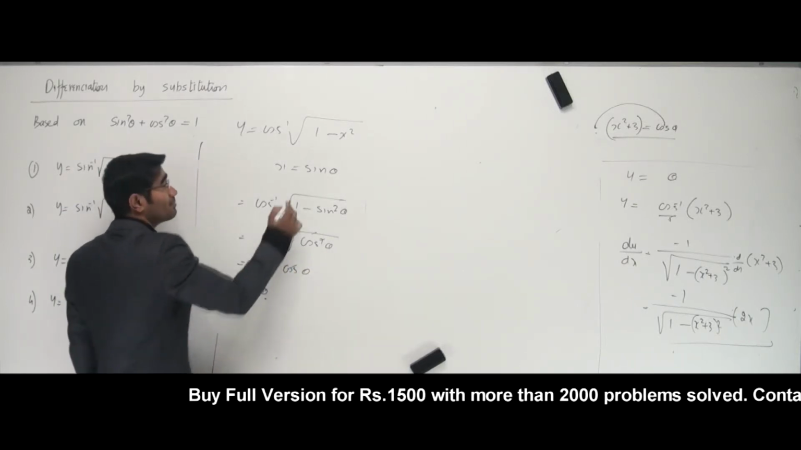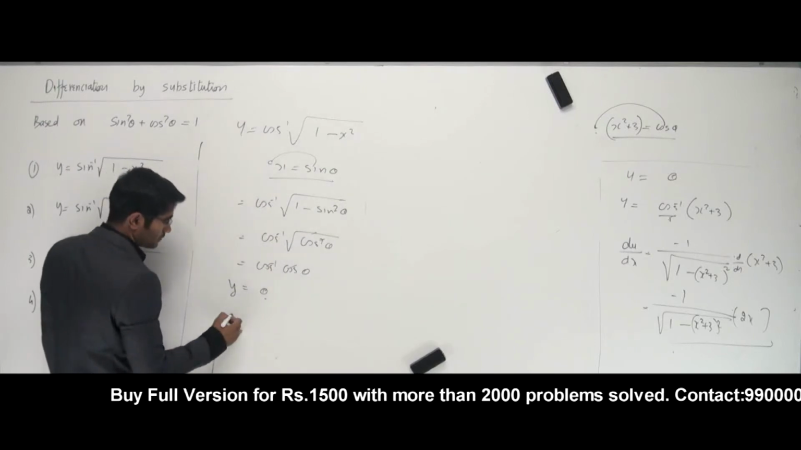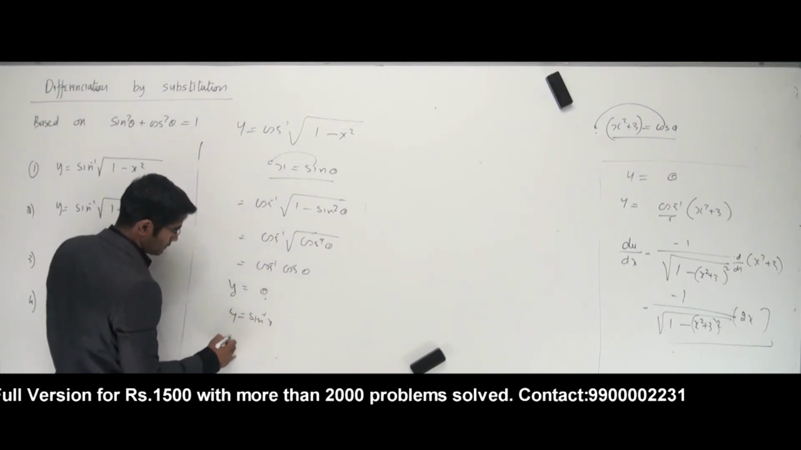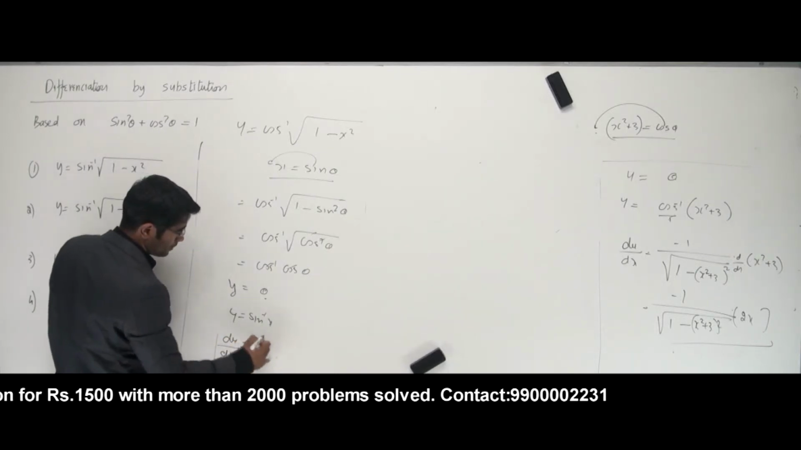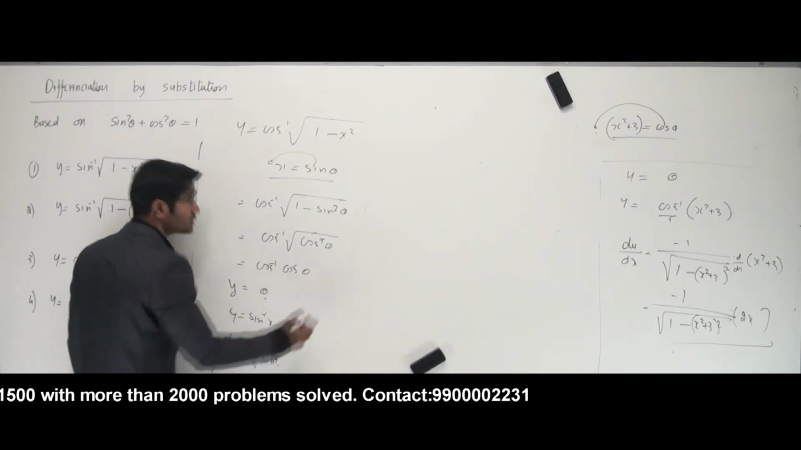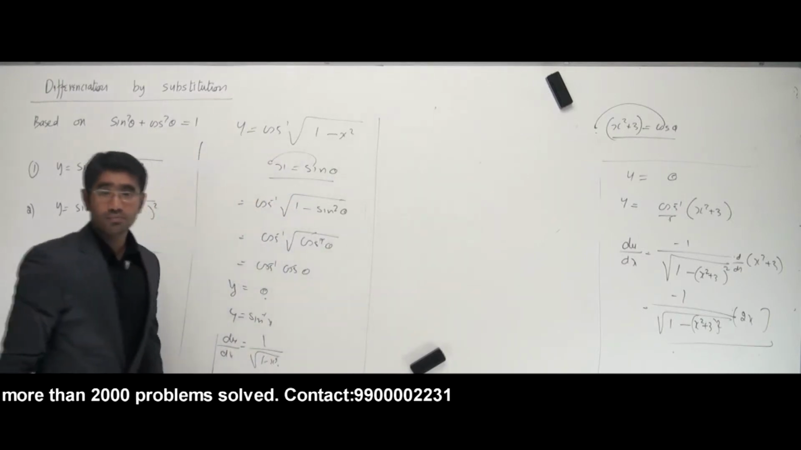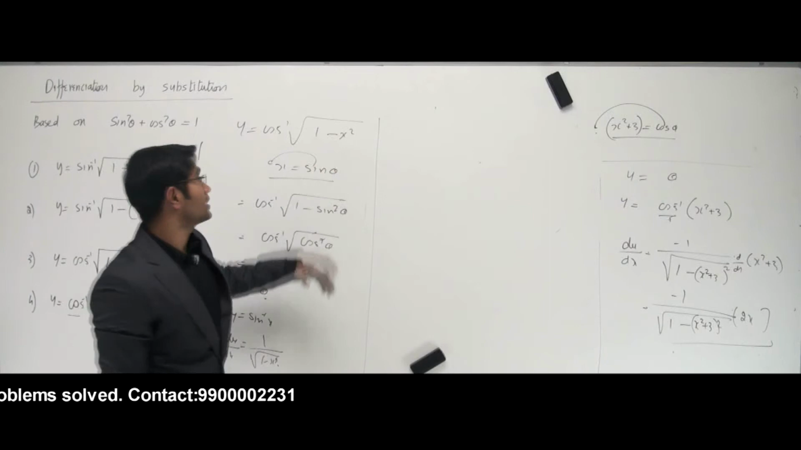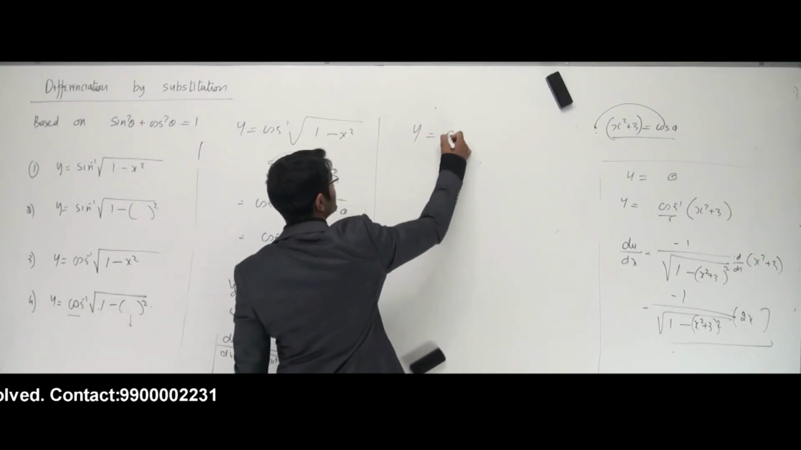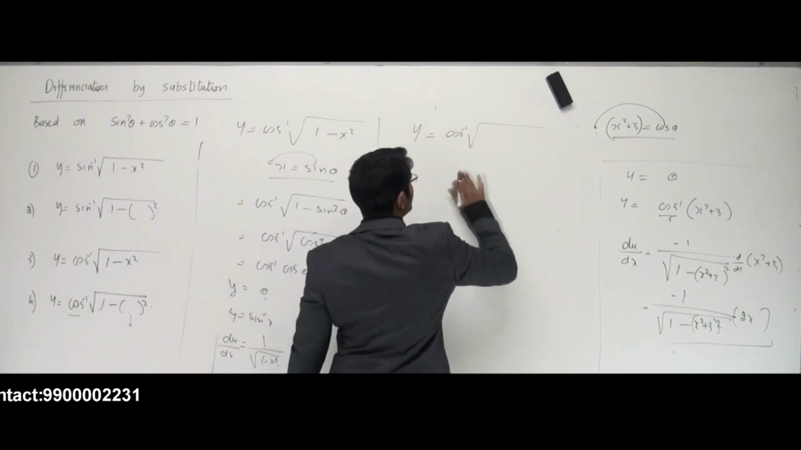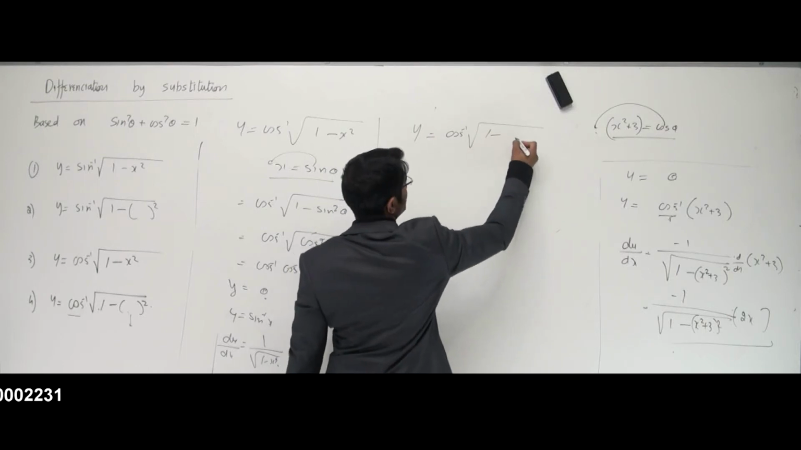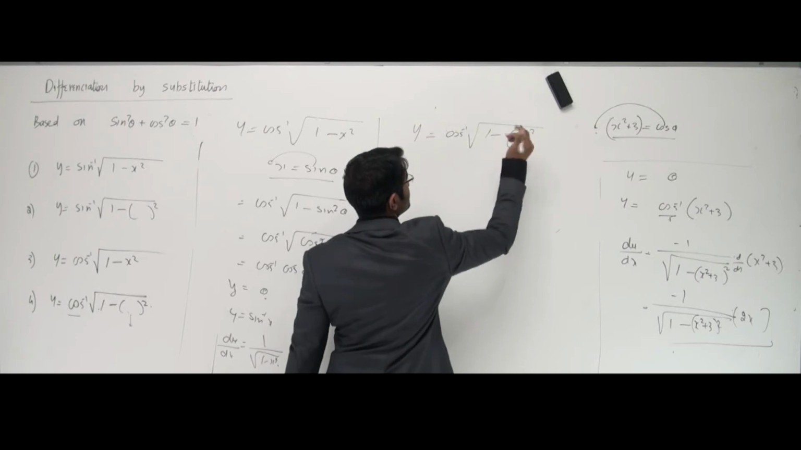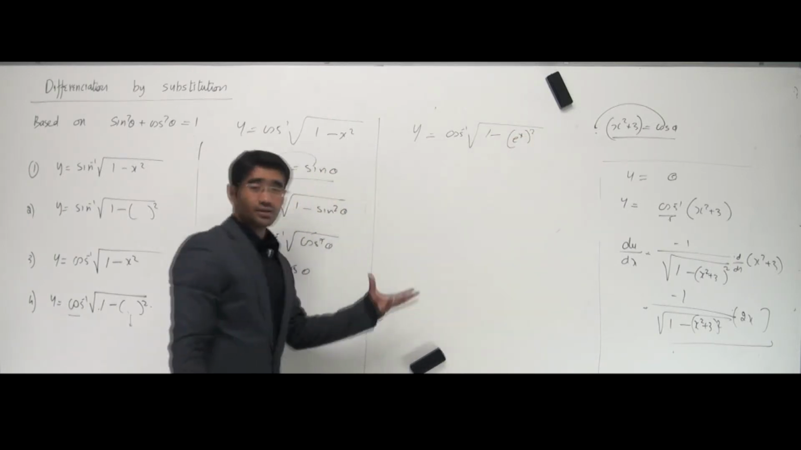Who's theta? Theta back from here. Theta is sine inverse of x. So y is equal to sine inverse of x, and dy by dx would be simply 1 by root of 1 minus x squared. So this is a more simple form of problem. If they don't ask you x, and something else is given, let's say you have y is equal to cos inverse of root of 1 minus (e power x) the whole squared, any function inside.